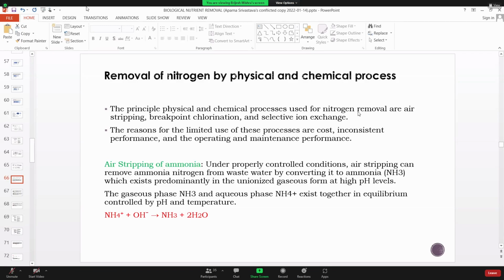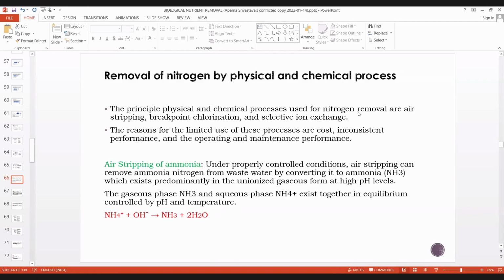So let us discuss the physical chemical methods. The physical and chemical processes which are used for nitrogen removal are air stripping, which means conversion of nitrogen to the equilibrium phase, breakpoint chlorination for oxidation, and selective ion exchange. All these methods are popular, but have some limitations. Let us discuss one by one.